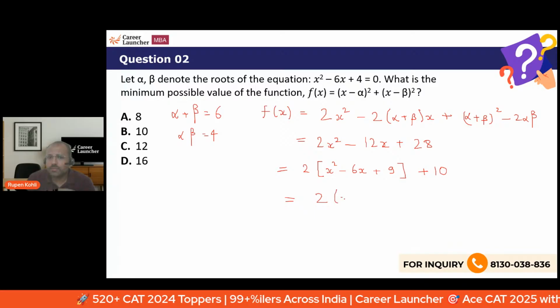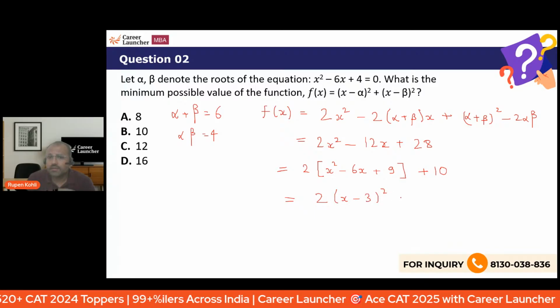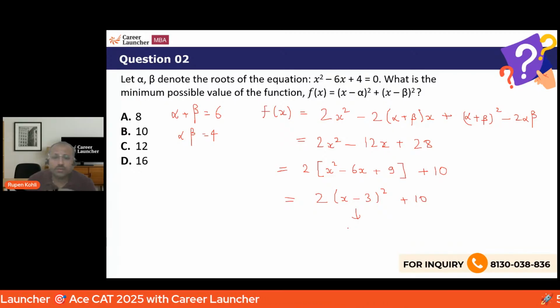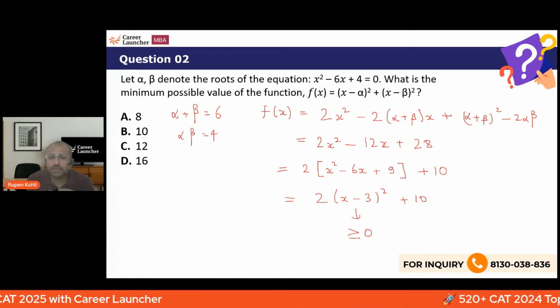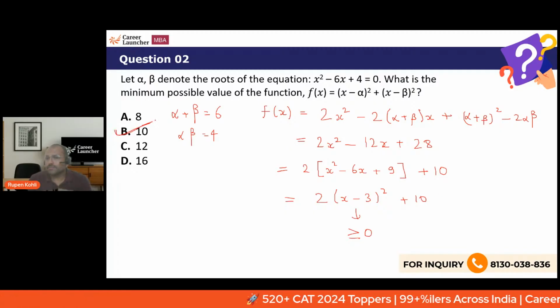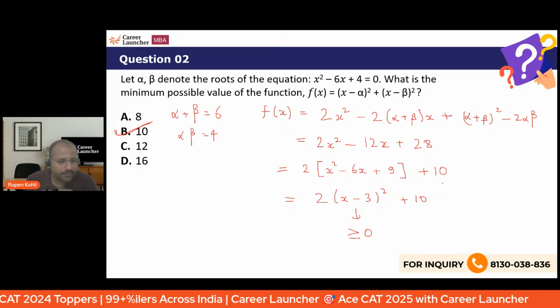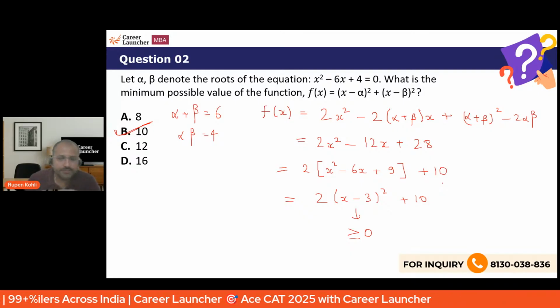For the minimization purpose, we will put the perfect square to be 0, right? The minimum value of a perfect square is 0. A perfect square is non-negative. So the minimum value is coming to be 10, because that is the remaining number left, right? Yes, perfect, Avinash.